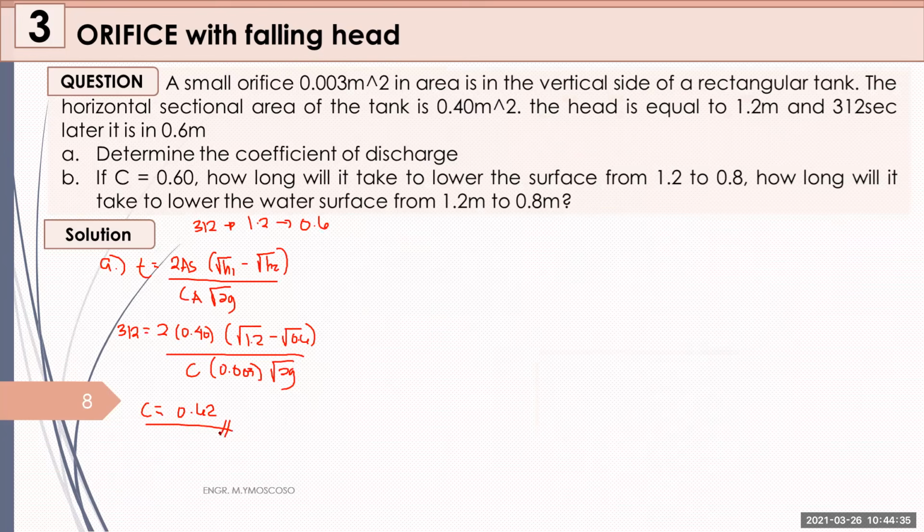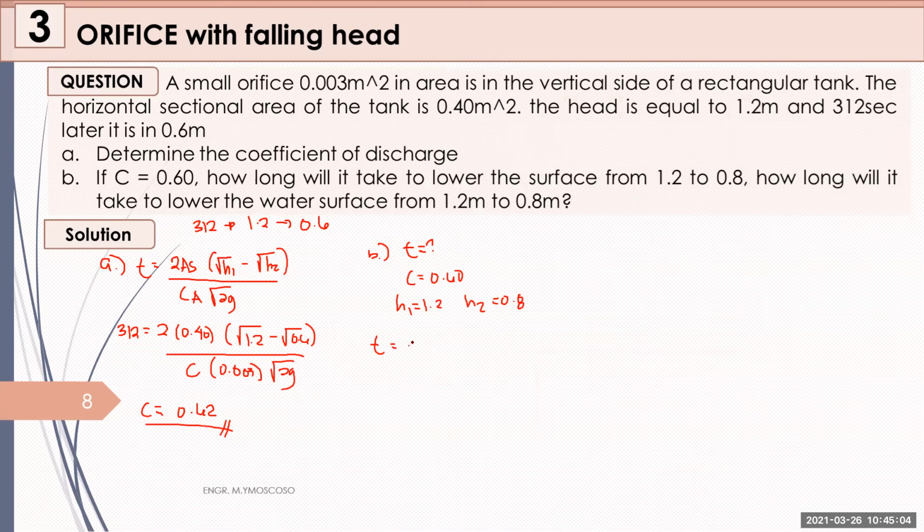Pause lang, then confirm the value. Okay? So, for letter B, let us try to find the time. If your C is given as 0.60, your H1 is 1.2, and your H2 is 0.8, try to solve using the same formula. This is the formula for your time.